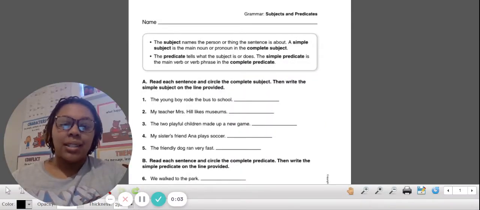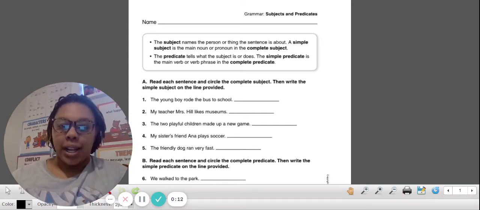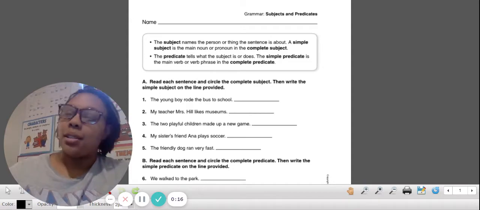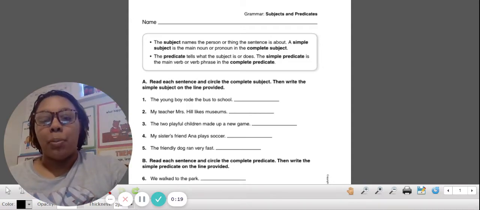Hi, boys and girls. Today we are going to work on Unit 1, Week 2 grammar skills. We are going to be working on subjects and predicates. So we will be talking about simple subjects, complete subjects, simple predicates, and complete predicates.